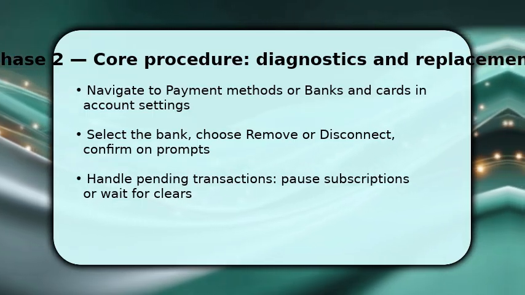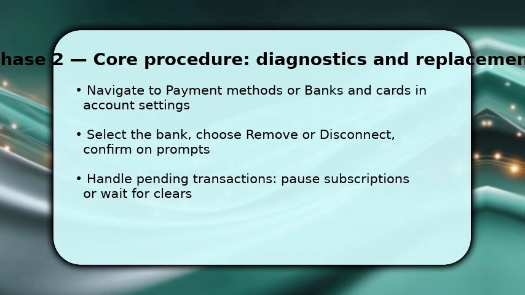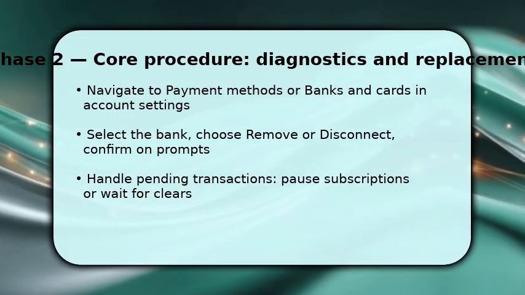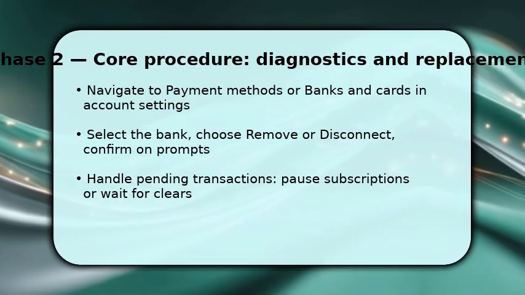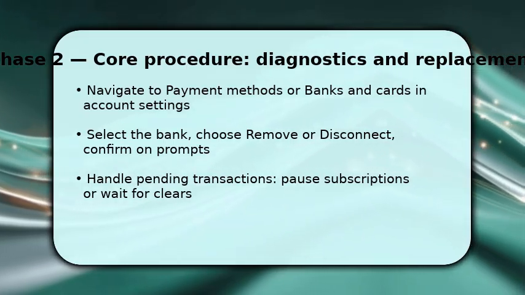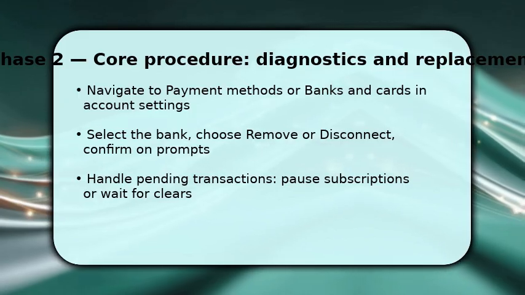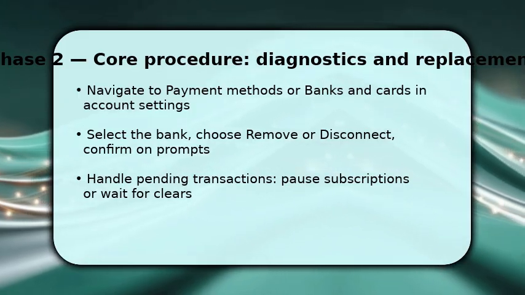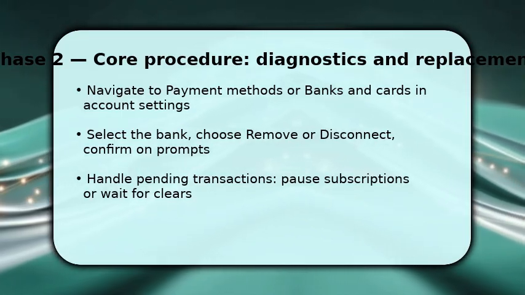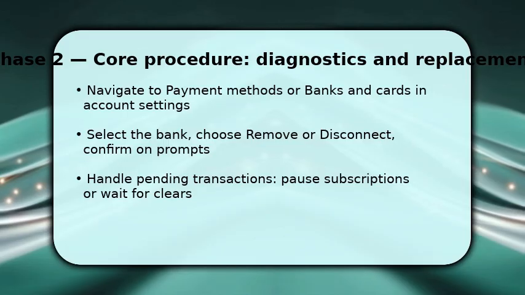Once you select the bank entry, pick Remove or Disconnect and follow the on-screen prompts. Confirm removal and authenticate again if requested. If there are pending transactions or subscriptions tied to that account, pause or transfer them first, because removal won't stop in-flight charges. After confirming, check that the bank no longer appears in the list to verify successful disconnection.